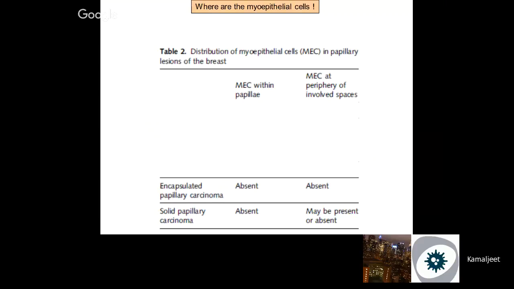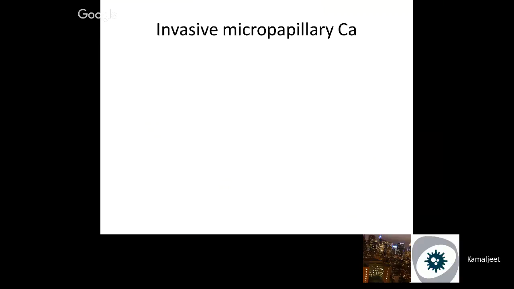And one thing which I forgot to mention is, both these tumors you see in postmenopausal women in their 60s and 70s. So if you're making a diagnosis of SPC or EPC in a 40-year-old in the boards, just back off and think maybe it's papilloma with DCIS. So we're out of the true papillary lesions.